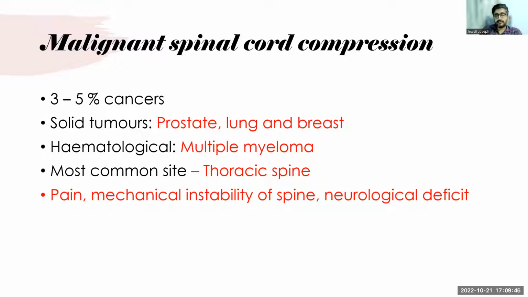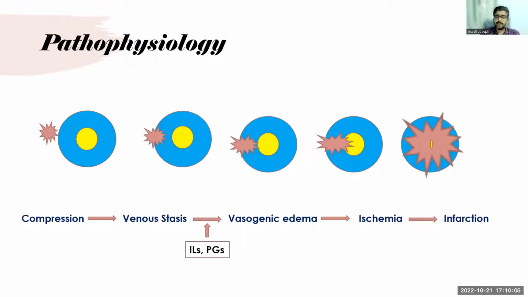One more important thing to consider is that among patients who have malignant spinal cord compression or spinal vertebral metastasis, one third have more than one site of either cord compression or vertebral metastasis. It can cause pain, mechanical instability of the spine, and neurological deficit. So this is a brief discussion about the pathophysiology of spinal cord compression.